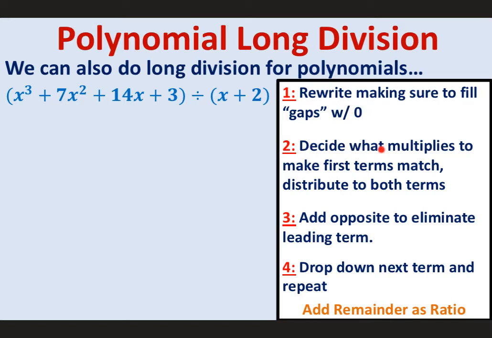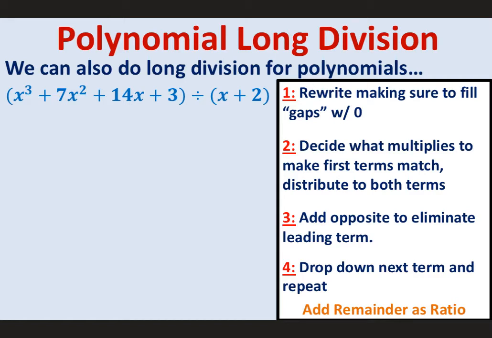We then have to decide what multiplies to make the first terms match. So we'll see what that means in a second. We're going to multiply to make the first terms match. We're then going to distribute it through and multiply it to both terms. What we're going to do then is make everything opposite. So anything in this second piece we're going to make opposite.